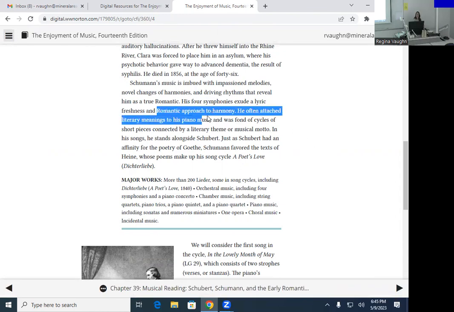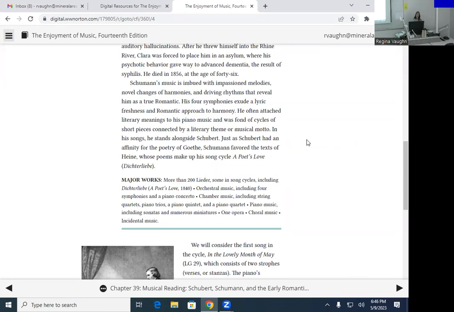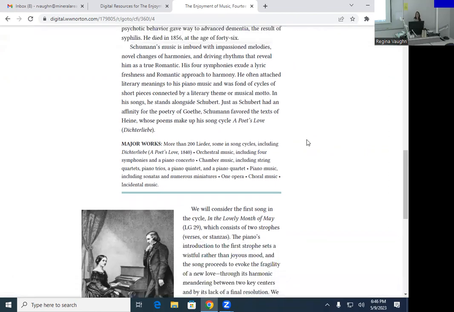He had a true romantic approach to harmony. He wasn't afraid of dissonance, and he wasn't afraid of not always resolving the dissonance. He let it stay crunchy. He often attached literary meanings to his piano music and was fond of cycles of short pieces connected by a literary theme or a musical motto, so like a song cycle.